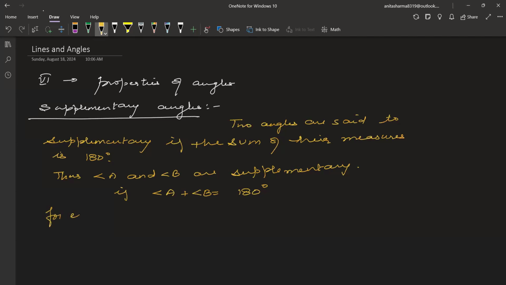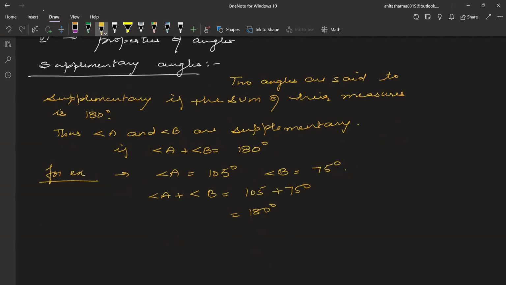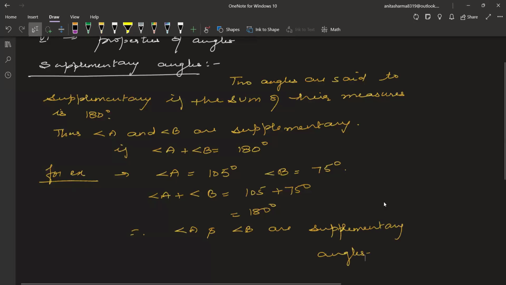For example, suppose angle A is equal to 105 degree and angle B is equal to 75 degree. So angle A plus angle B. Now see, their sum is equal to 180 degree or not, beta? Their sum is equal to 180 degree. So therefore, angle A and angle B are supplementary angles. Understood this, beta? Speak up, children. Yes, ma'am. Please note this.